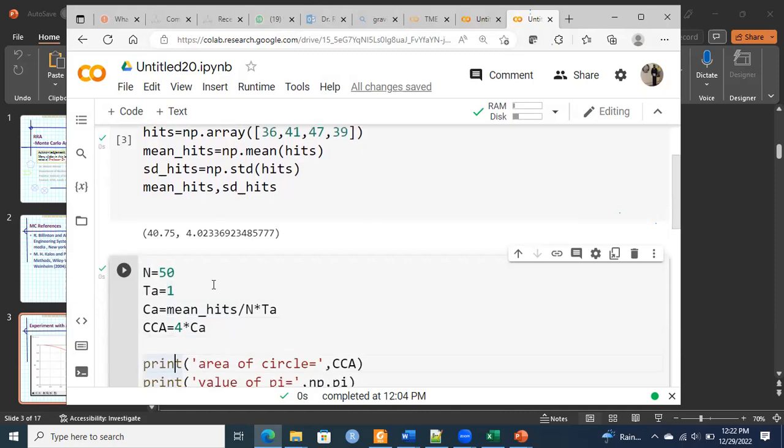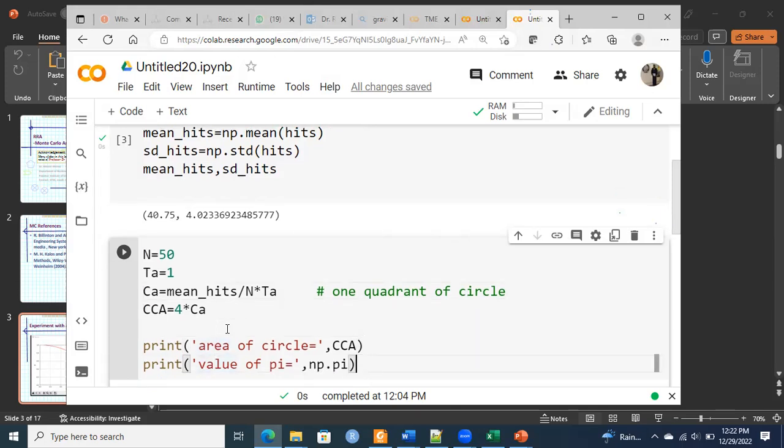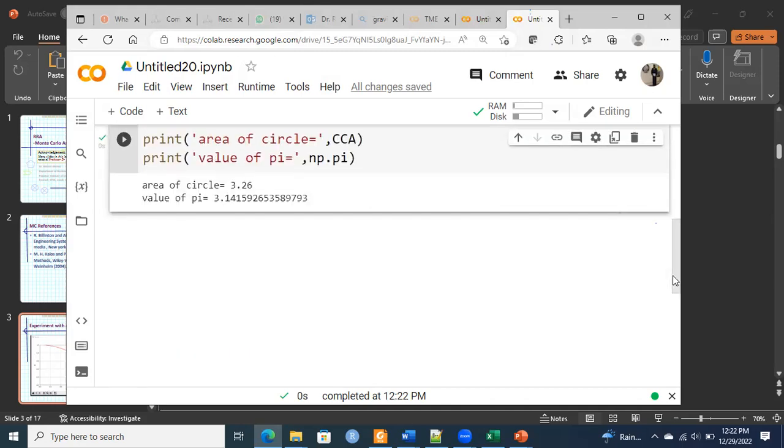And we computed the area of that region. It was mean hits divided by n multiplied by the total area, which is equal to 1. So this was one quadrant of a circle. When we multiply it with 4, it became the area of the circle. In the simulation, we got the answer up to 3.26.